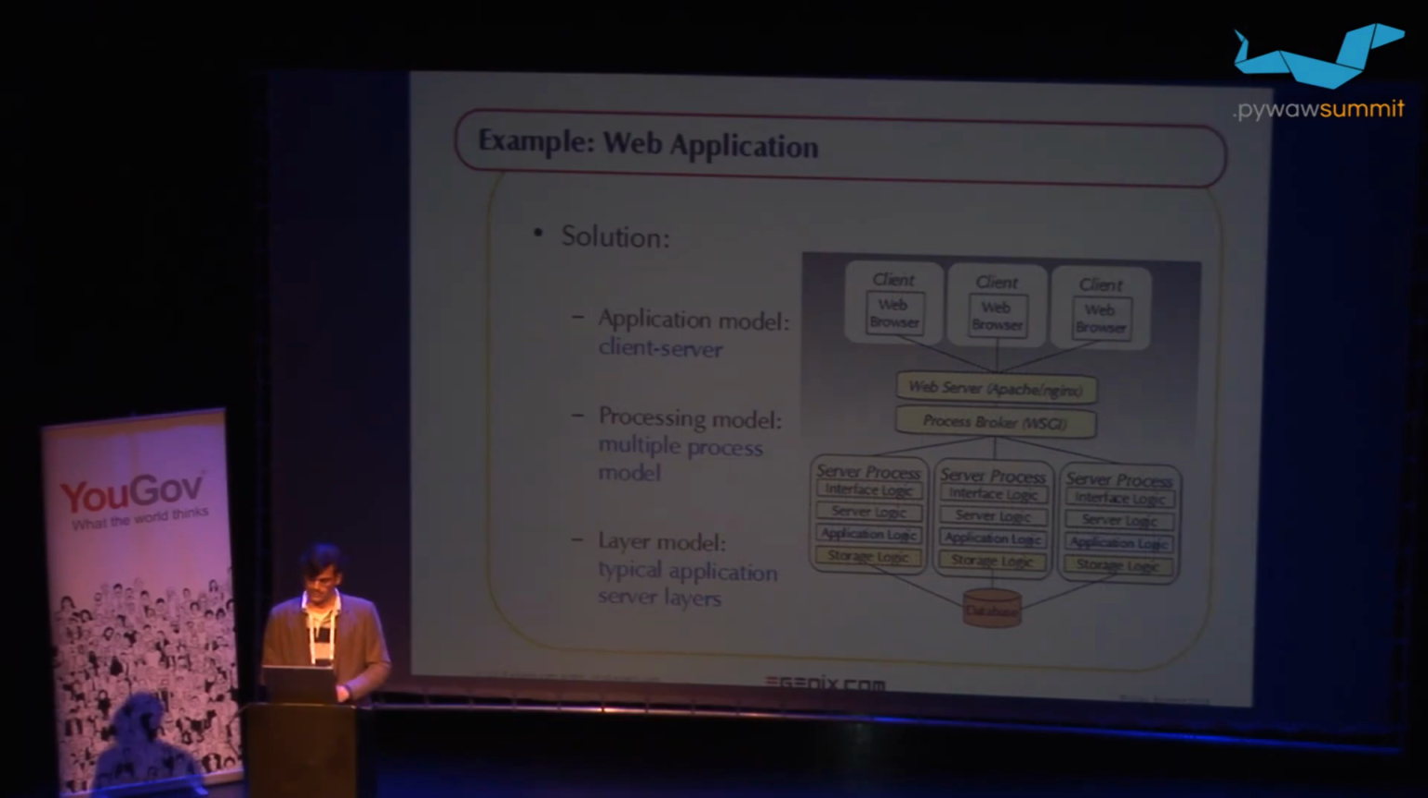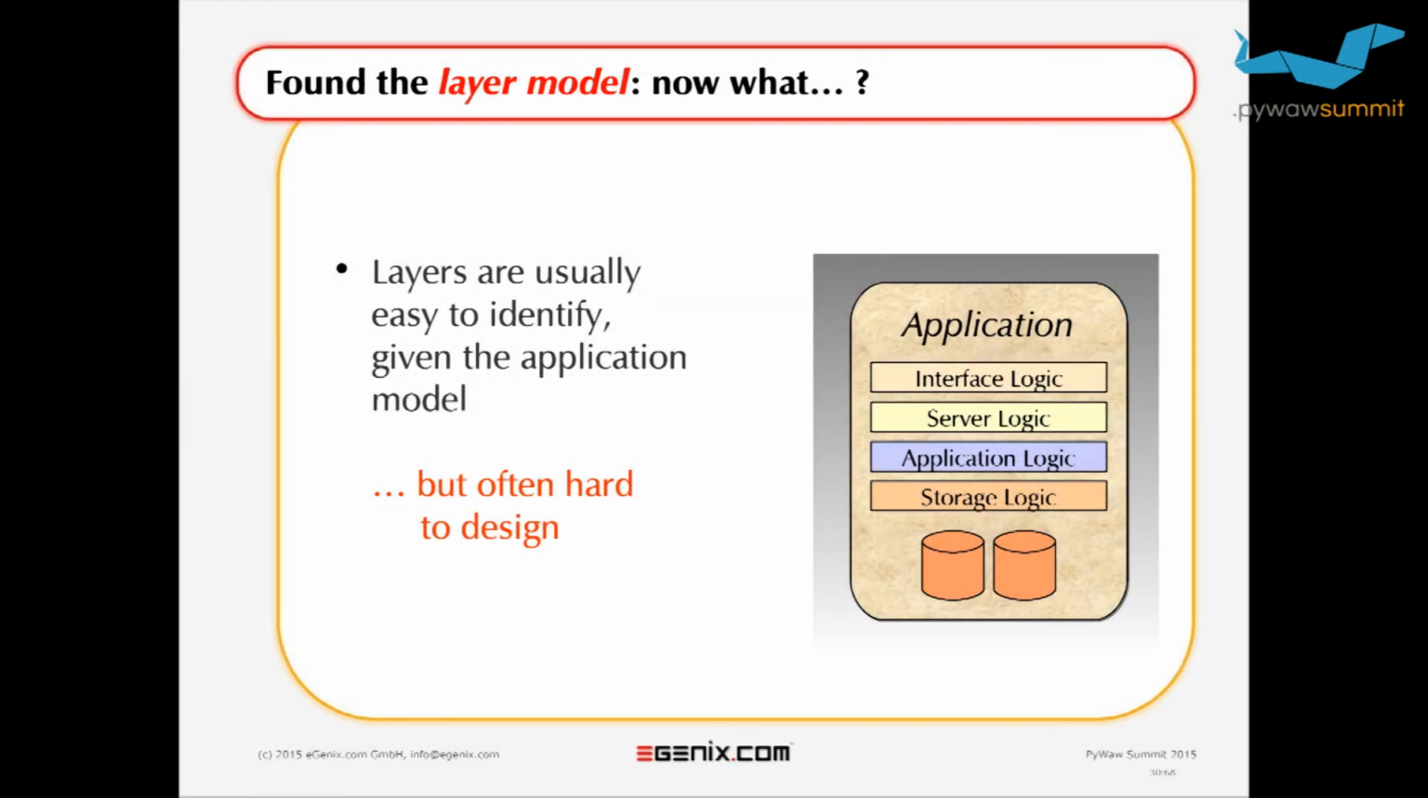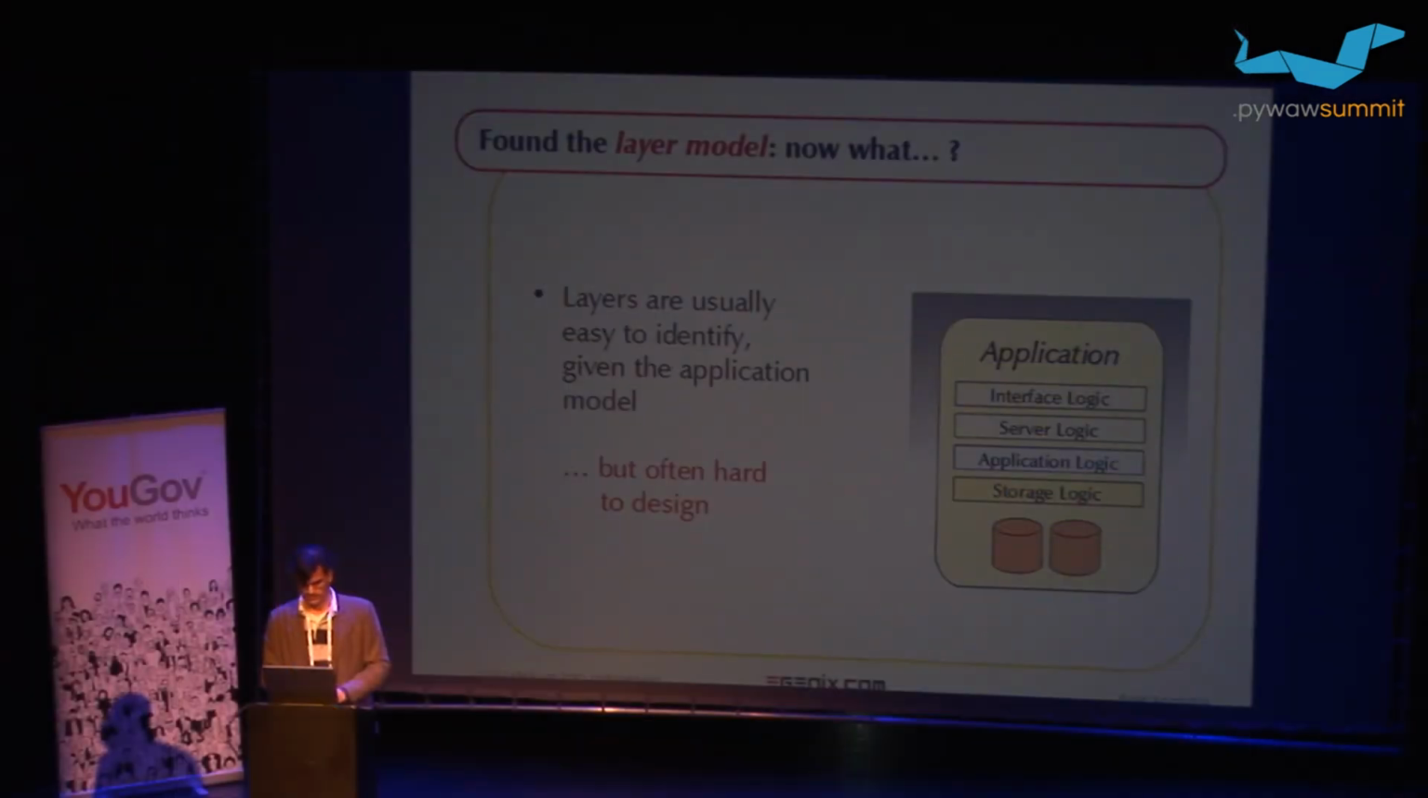So this is what you'd choose in this kind of design approach for that kind of model. As application server model, you have the client-server model. The processing model would be the multiple process model, because you want to be fail-safe. If something breaks in your application, you don't want everything to break. And then the layer model is just a typical application server layer model. So you have a database underneath, and then you have the different layers on top.